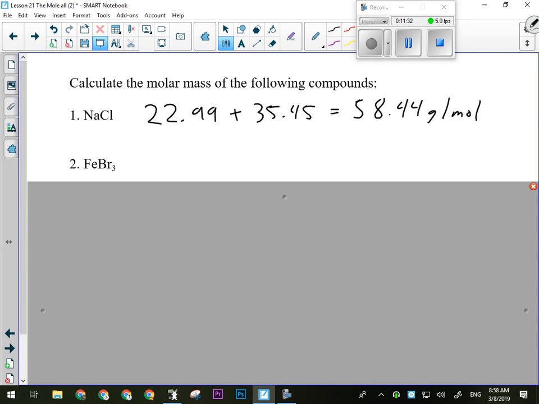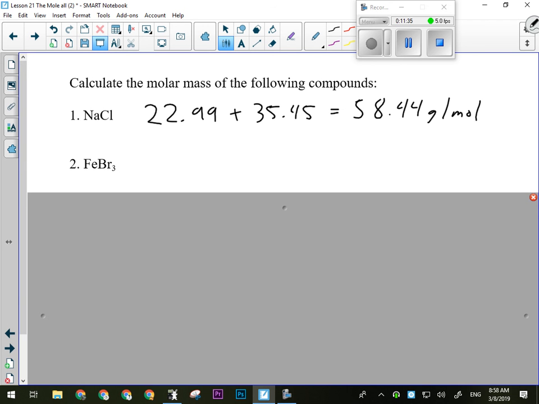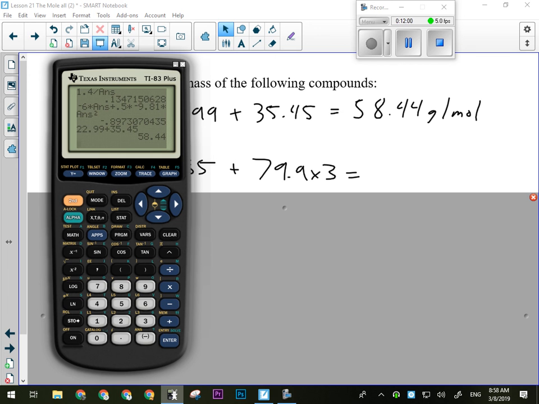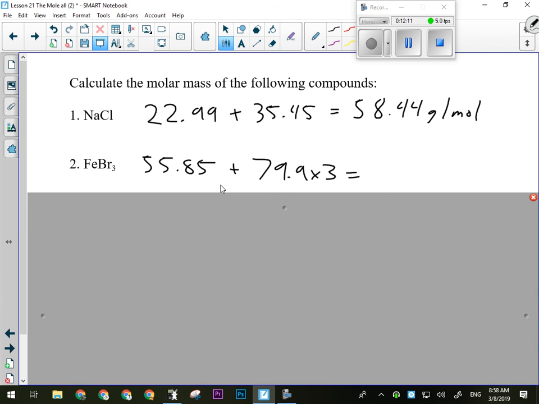Okay, for the second one here, I got iron 3 bromide. So I've got 1 iron, which is what, 55.85? Yeah, okay. So I got 55.85, that's my 1 iron. And then I have, how many bromines? 3. Okay, so I've got to go 79.9 times 3. Okay, so I'm going to have 55.85 plus 79.9 times 3. All right, so that's going to be 295.55 grams per mole.